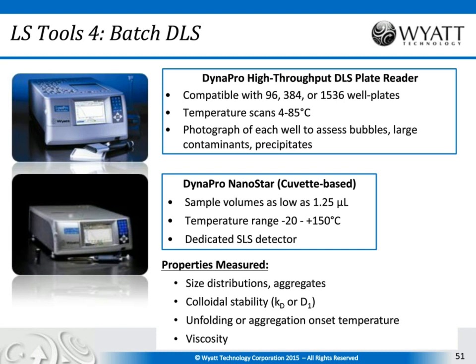The second to last tool that I'll talk about is batch dynamic light scattering. Batch dynamic light scattering, either in a standard cuvette-based format or in high-throughput format using standard microwell plates, is useful for assessing size distributions and aggregation. It can also be applied to characterize colloidal stability, unfolding or aggregation onset temperature, and even viscosity of highly concentrated protein solutions.